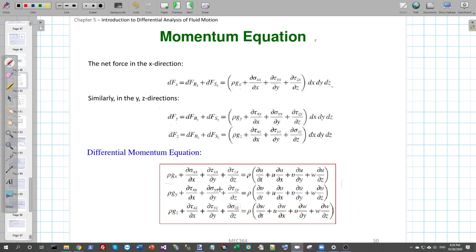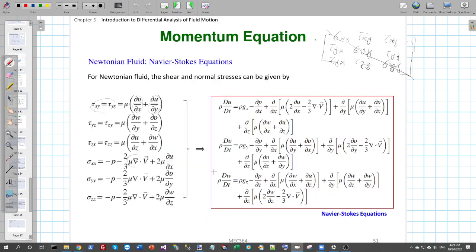Anyway, you just substitute all these stress terms for this Newtonian fluid, the sigma x, sigma y, sigma zz, and all these tau values, into this different form of momentum equation, and you will get this final equation here. This is rho times the change of the momentum in the x direction, the y direction, and the z direction, and this is all those force terms. This very complicated equation we obtained is called the Navier-Stokes equation. This is the most famous equation in fluid mechanics.